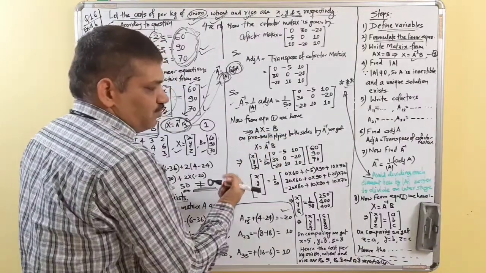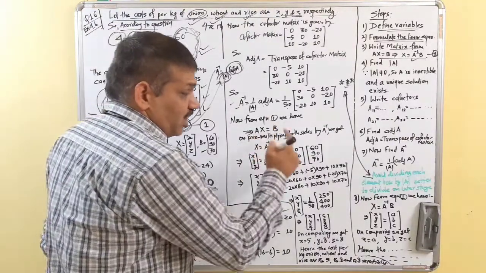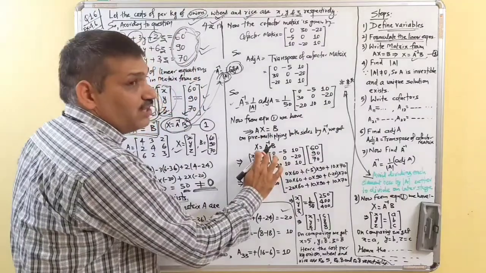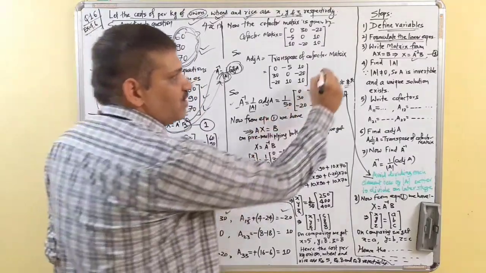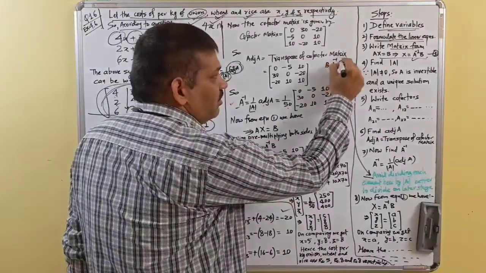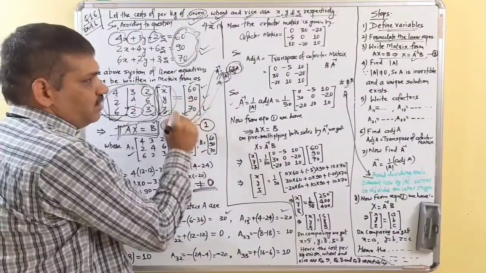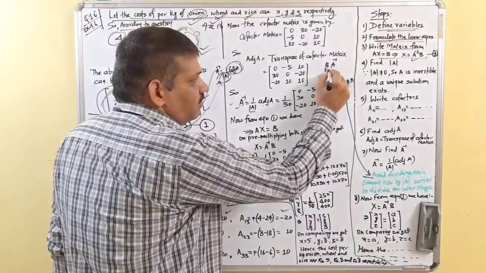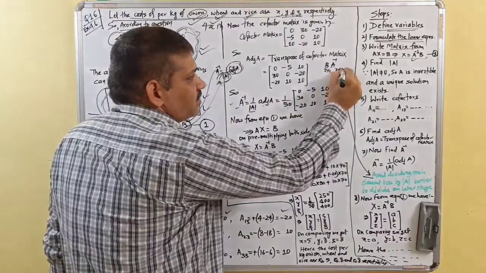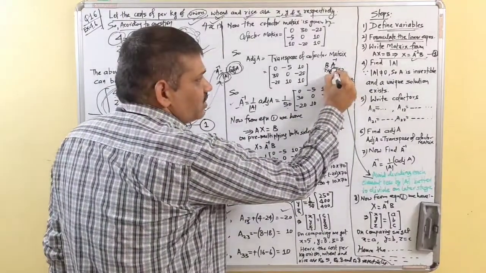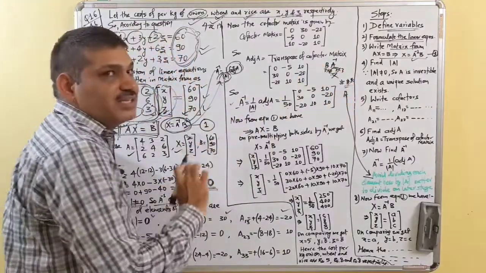If we pre-multiply both the sides by A inverse, mind it, you cannot write here B A inverse, because B A inverse is not defined. The order of B is 3 by 1 and the order of A inverse is 3 by 3. This product is not defined because the orders are not matching.